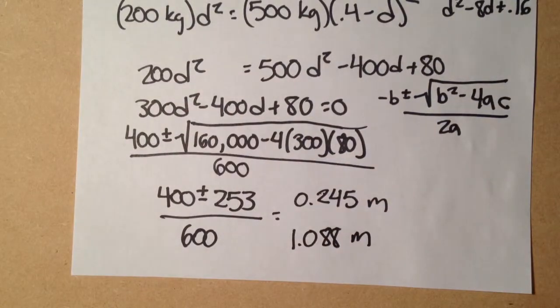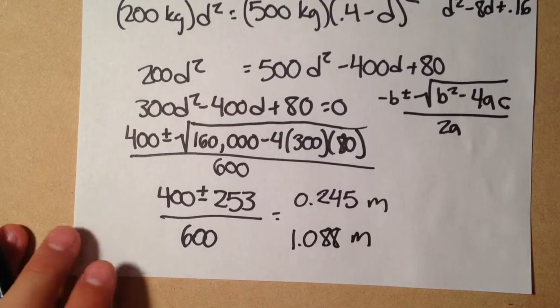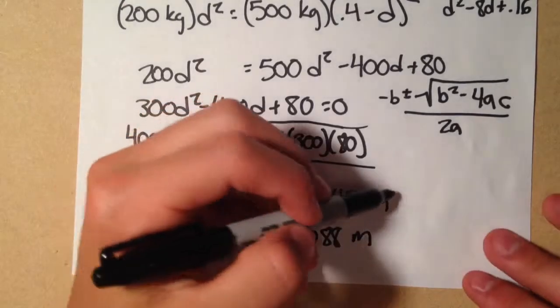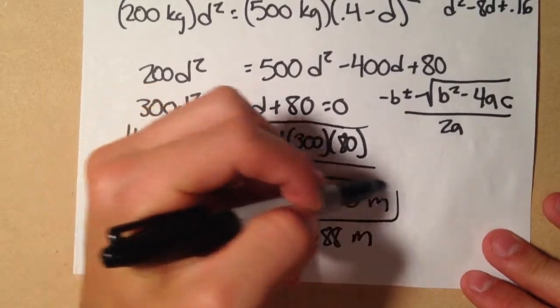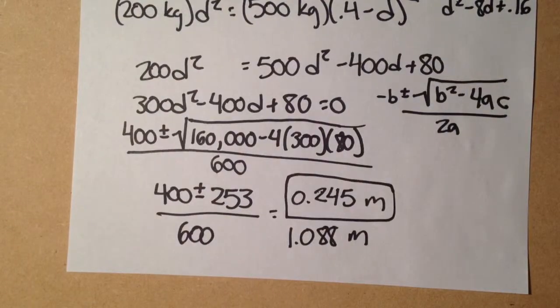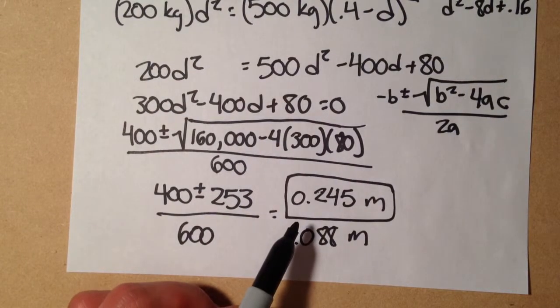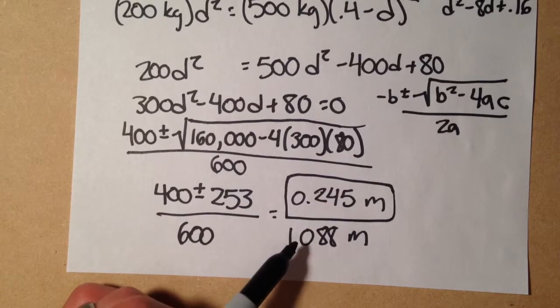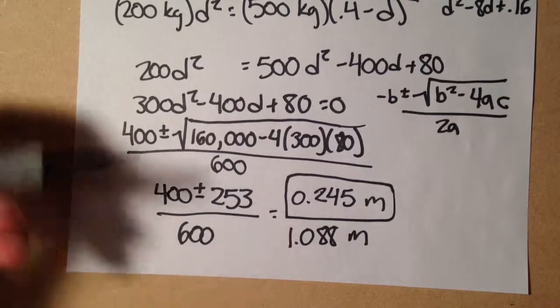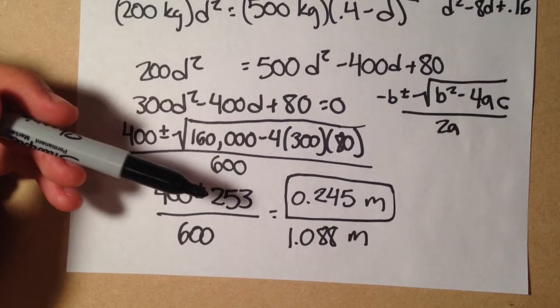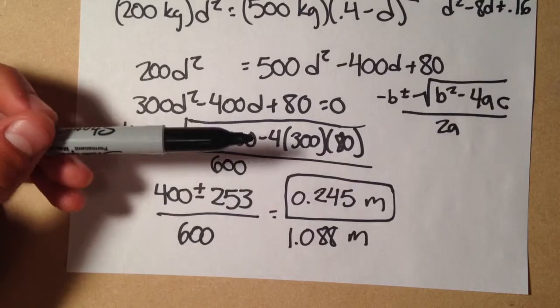And so how do we decide which of these answers to use? Well, the correct answer is going to be 0.245. The answer is 0.245 because it's the lowest possible value at which the net gravitational force is 0.